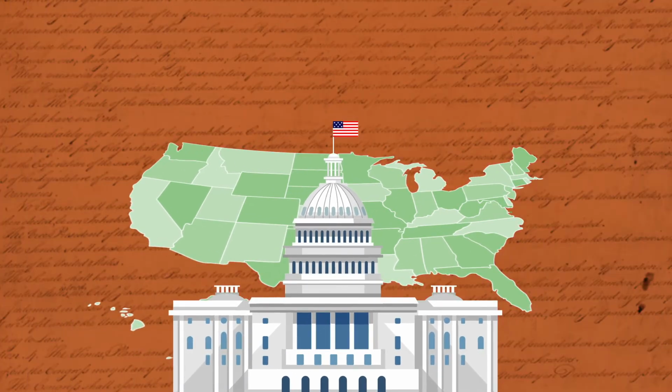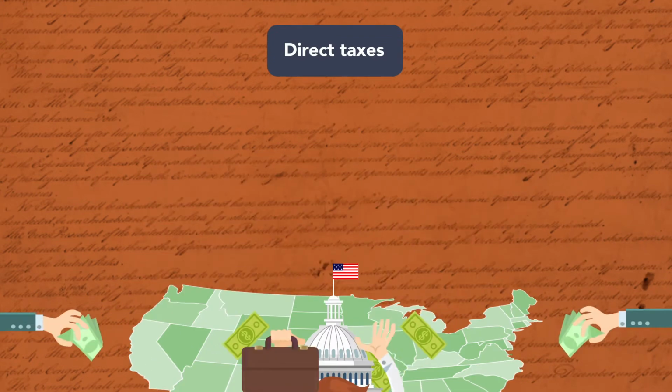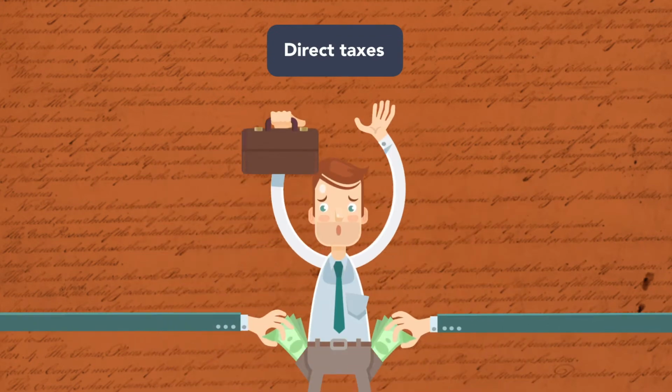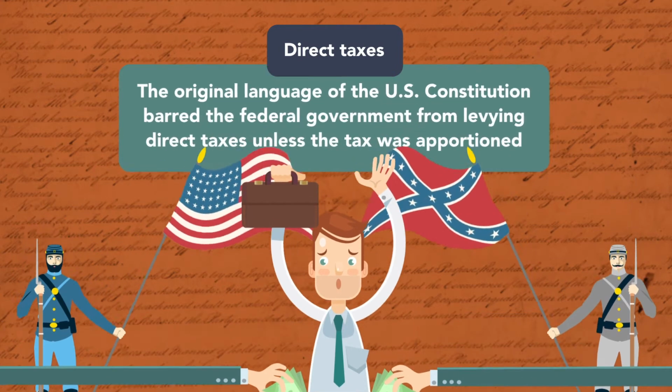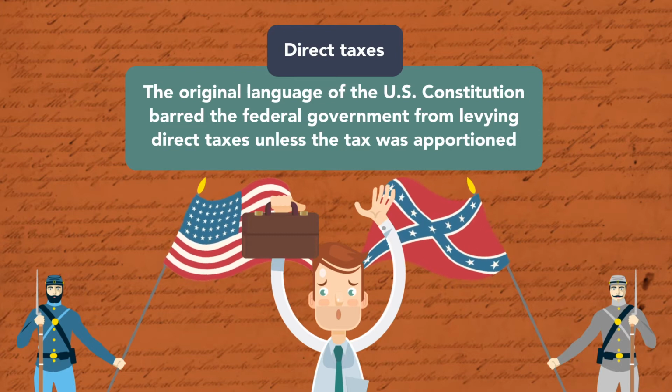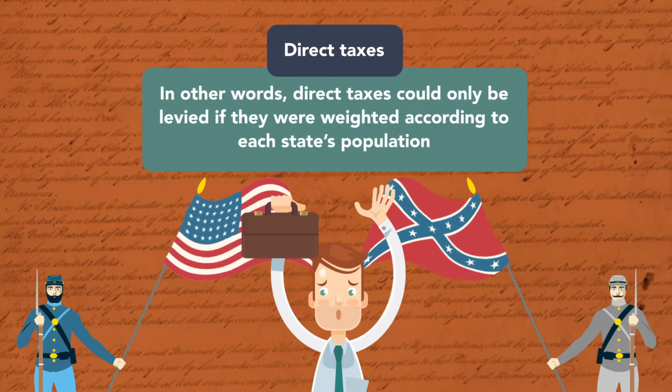On the other hand, the federal authority to levy direct taxes is narrow. Direct taxes are taxes imposed directly on individuals, such as income tax. Federal income tax traces its roots back to the Civil War era, but for much of U.S. history, the notion was highly controversial. The original language of the U.S. Constitution barred the federal government from levying direct taxes unless the tax was apportioned. In other words, direct taxes could only be levied if they were weighted according to each state's population.